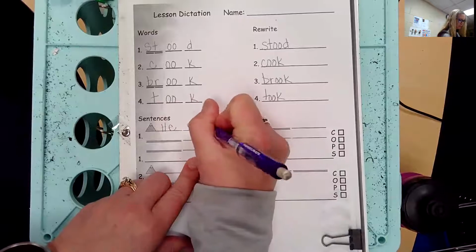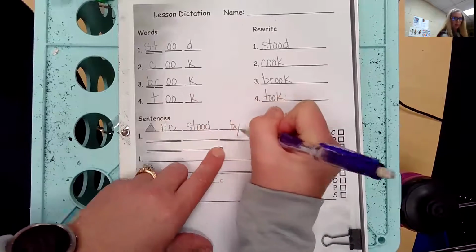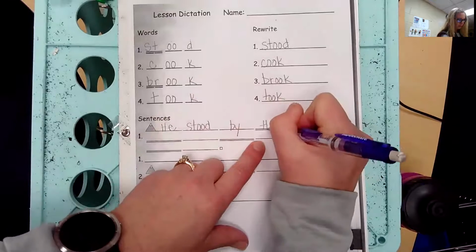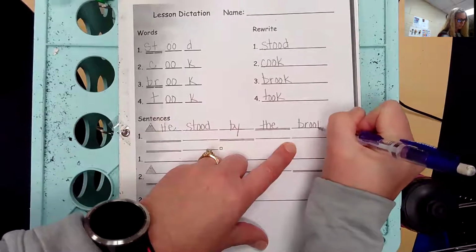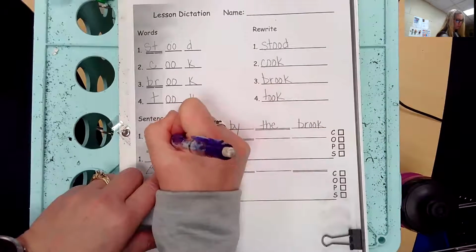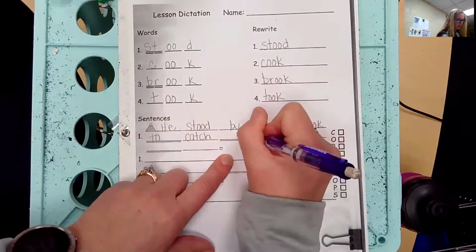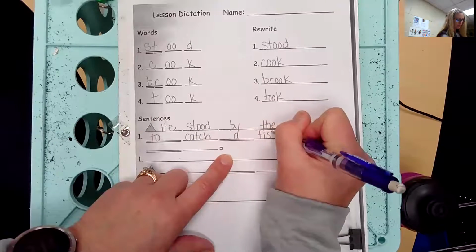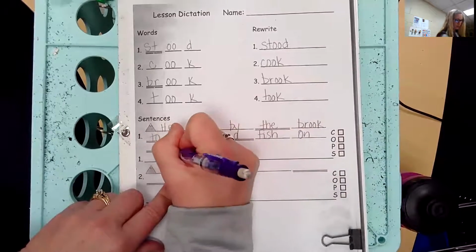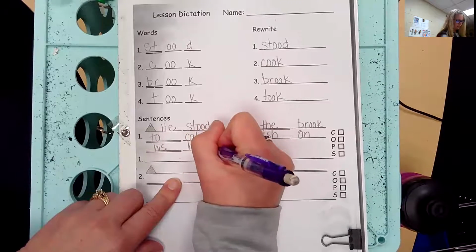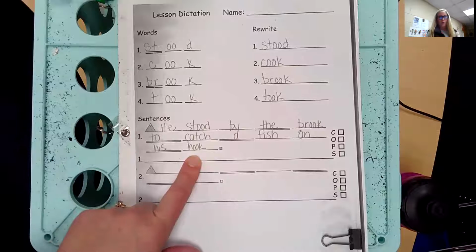He stood by the brook to catch a fish on his hook. Okay, pause that video.